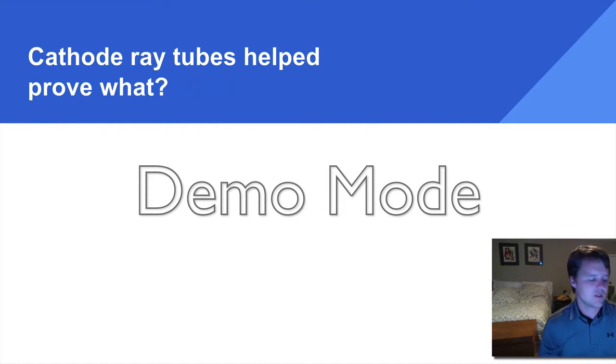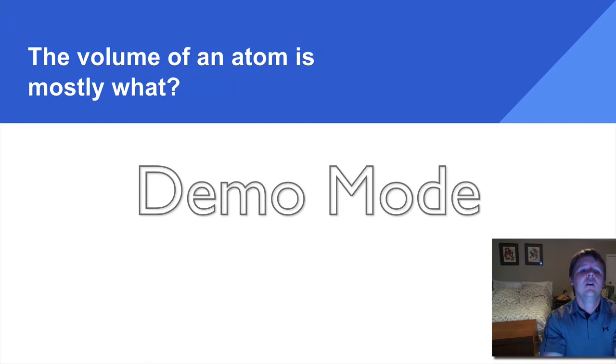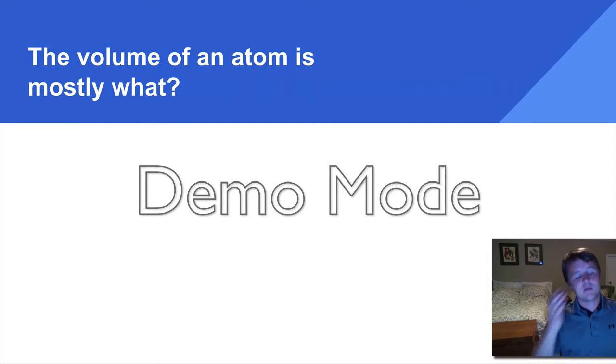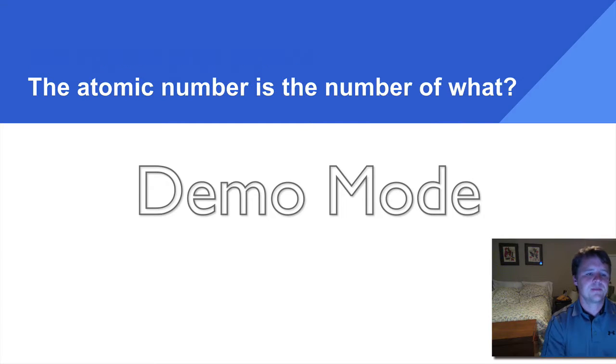So let's just go over some questions real quick. Cathode ray tubes help to prove what? The existence of electrons. The volume of an atom is mostly what? Space. So the volume of an atom is mostly just plain space. It's like an empty space. So you have your electrons floating around the nucleus. The nucleus is tightly bound, and there's just a lot of space.